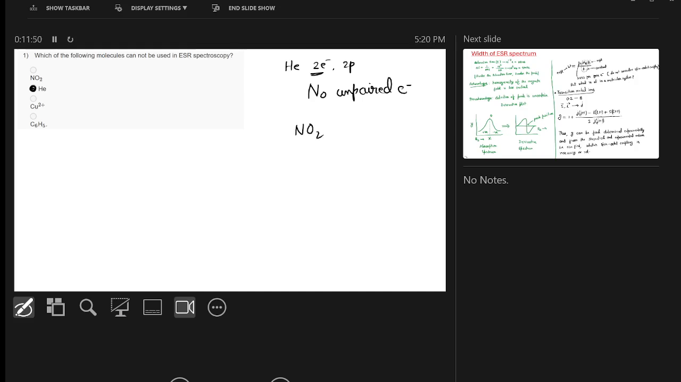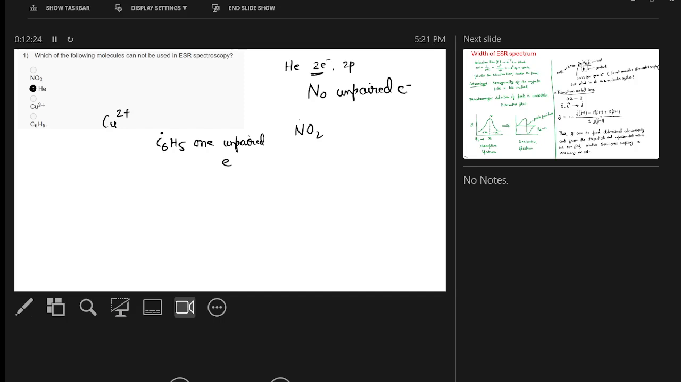NO2 has 1 free electron. Similarly copper 2 plus: you can write the electronic configuration of copper, we will solve it later. And this is the C6H5 radical. It is clearly showing it has 1 unpaired electron. Correct.